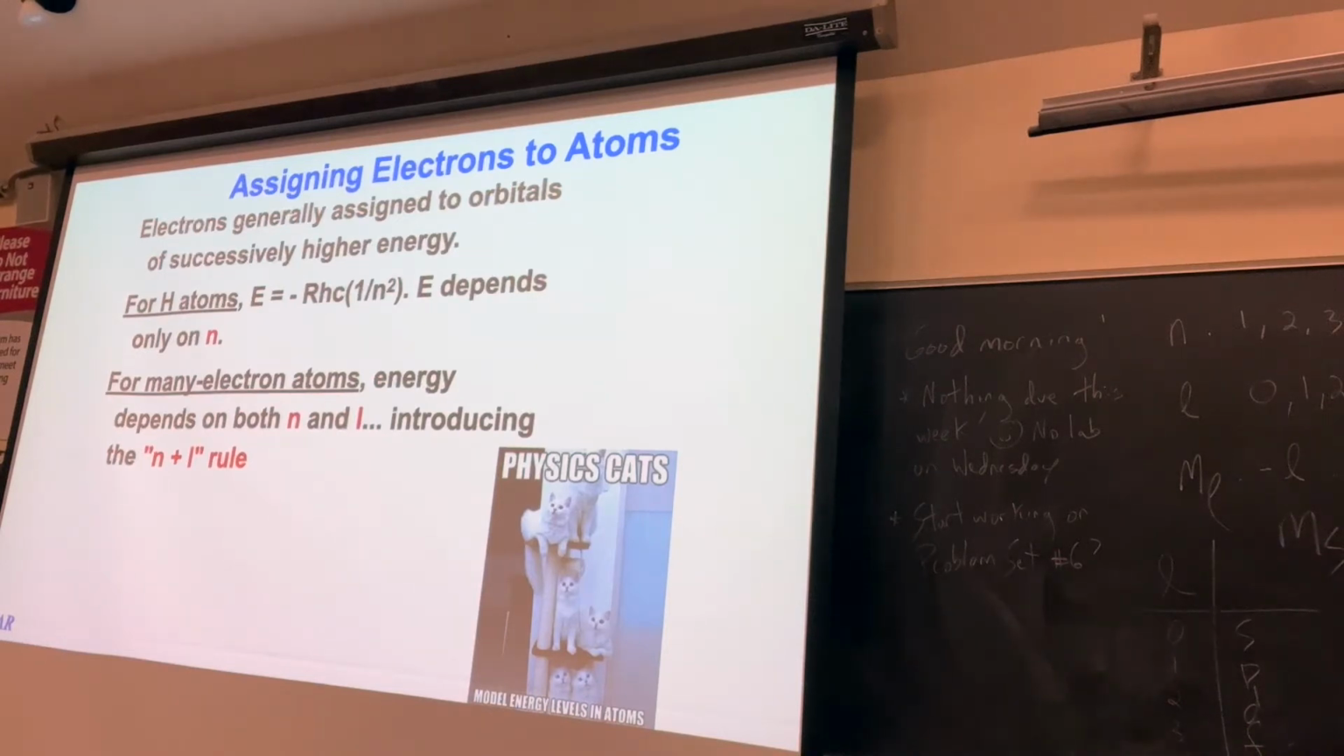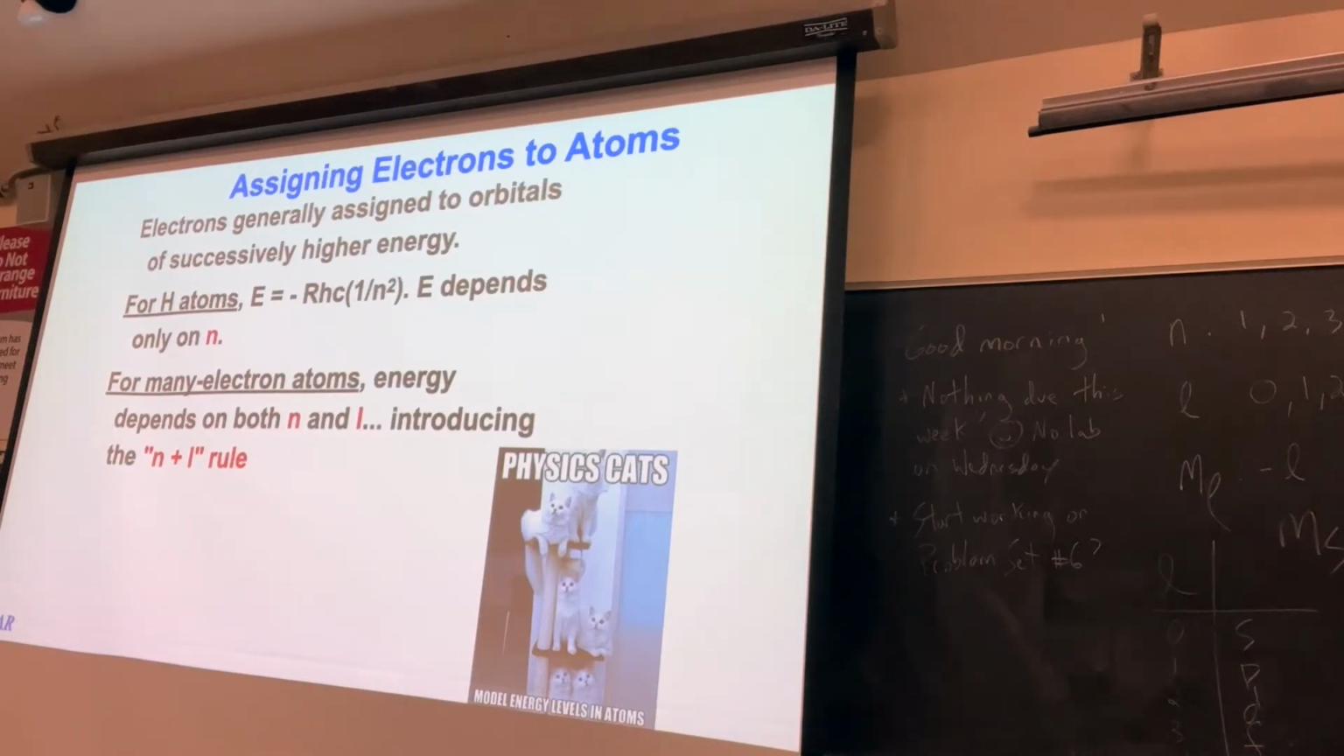From quantum mechanics, they found that the energy of electrons is better described through both n and L. So what we're going to do now is start seeing what the n plus L rule is all about. When we put electrons around atoms, this is what we use. We always start with the lowest n plus L, and we work our way up to the highest n plus L. If you've seen chemistry before, you maybe have seen electron configurations, 1s2, 2s2, 2p6, this kind of stuff. Those 1s2, 2s2 are using the n plus L rule.